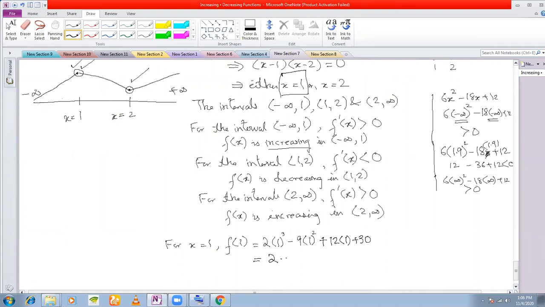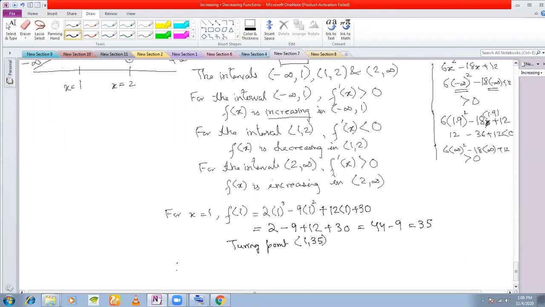So this is 2 minus 9 plus 12 plus 30. So how much are we getting here? 42 plus 2, 44 minus 9, 35. So what is the turning point here? 1 comma 35.